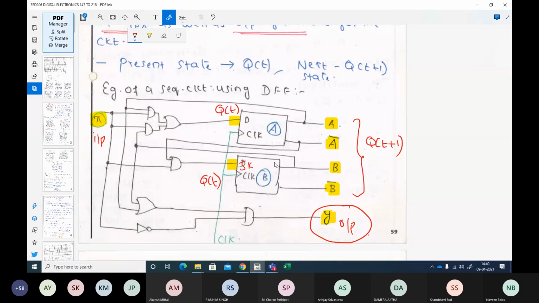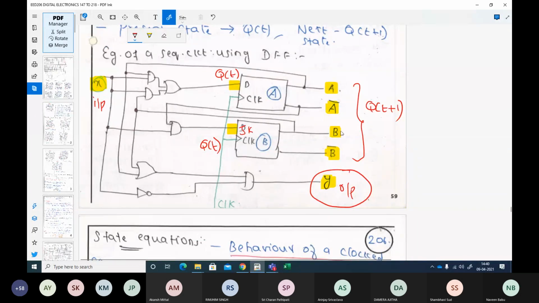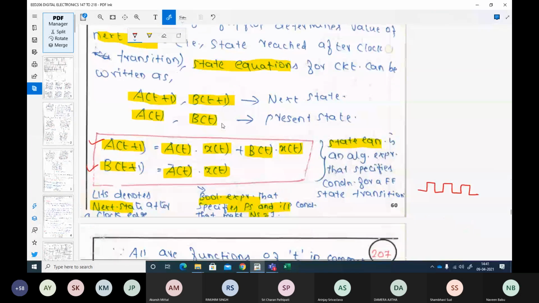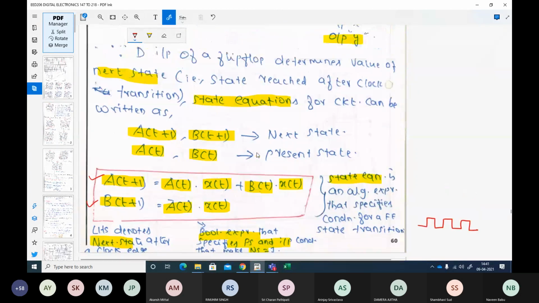In order to do that, first we understood what the inputs and outputs are. Then we started off with the flip-flops and wrote the state equations for these flip-flops. So A of t plus 1 can be given as A of t dot x of t plus B of t x of t. How did I write this? I wrote the equation for this line. Where is it coming from? It is coming from this, and this is added together. What is this? This is Q, this is Q, and this is x.